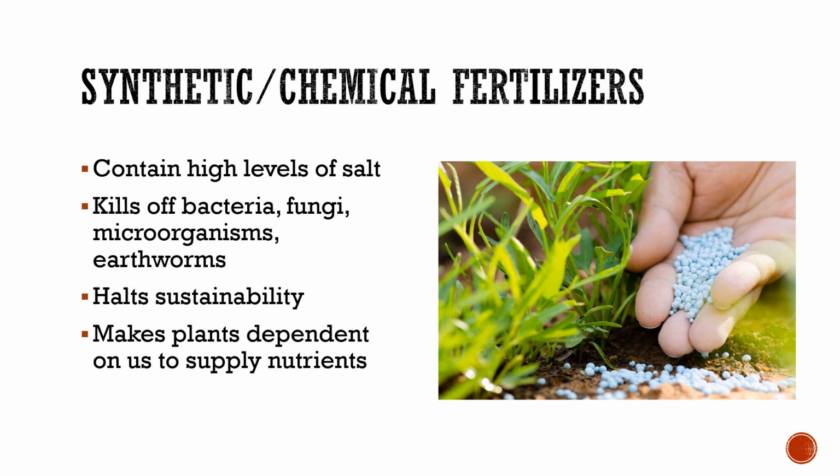Synthetic and chemical fertilizers contain high levels of salt. Now, this is an important fact to know if you're wanting to garden in an organic method, because the high use of salt will kill off bacteria, fungi, microorganisms, and earthworms. It also will halt sustainability of the soil, and it makes the plants dependent on us to apply nutrients. So keep this in mind if you're wanting to move to organic gardening. Synthetic chemicals will affect your ability to garden organically.